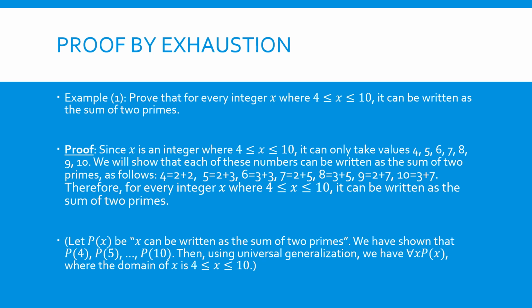Eventually, we have discussed each case. We can claim that when x is between 4 and 10, it can be written as the sum of two primes. The rule of inference we applied in this proof technique is universal generalization. That is, when we have shown that every element in the domain can make the proposition true, then the proposition is true for all elements in the domain.